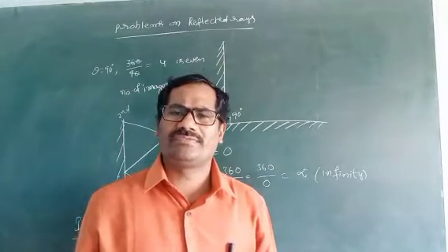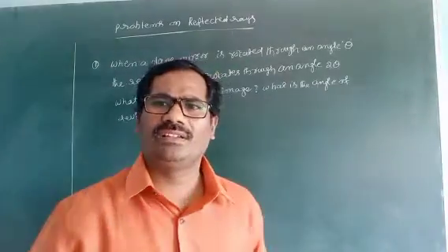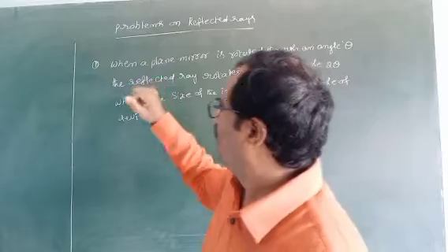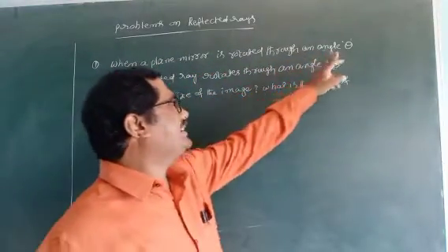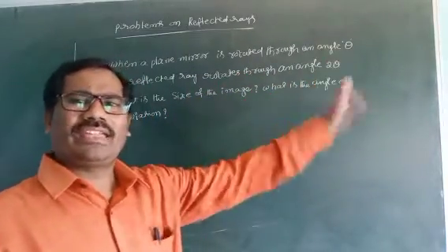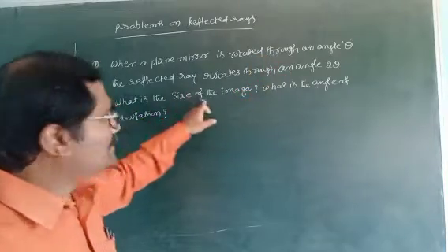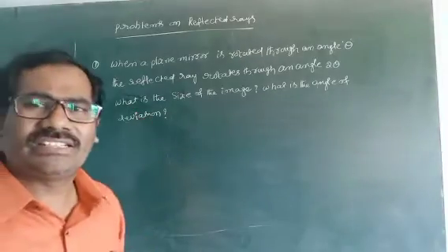Okay, next problem to discuss. Listen, students. Here, first, when a plane mirror is rotated through an angle theta, the reflected ray rotates through an angle 2 theta. You know that. What is the angle of deviation?